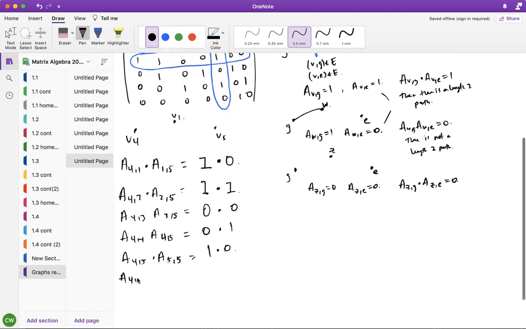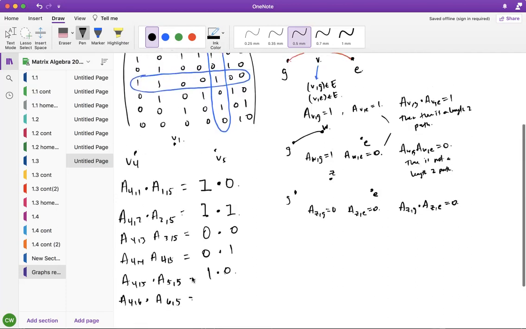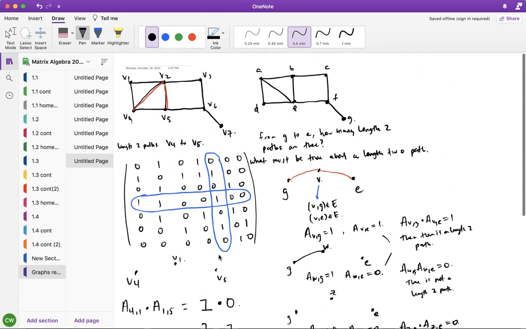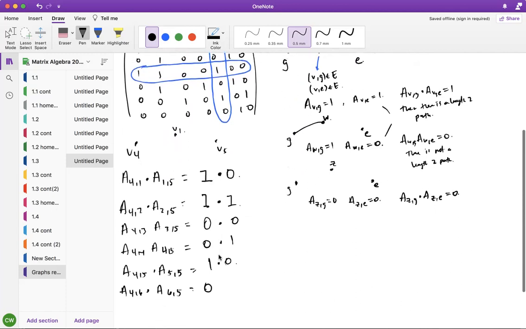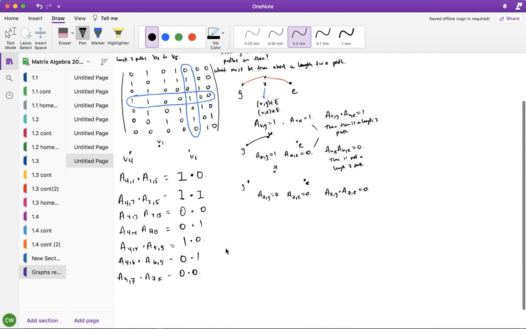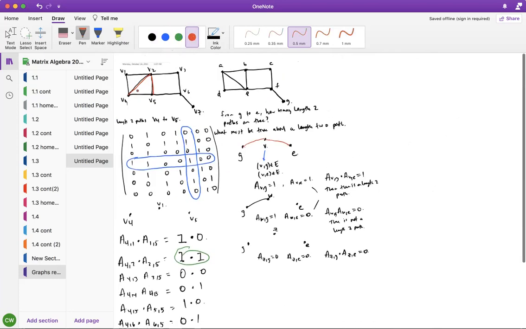Okay, A 4,6, A 6,5. So that's a 0. Even though 6 is connected to 5, it still gets a 1, but the product is still 0. And we have A 4,7, A 7,5, so they're both 0. All right, so how many length two paths are there? Well, there's just one. This was the one up here. V4 is connected to V2, and it's connected to V5.